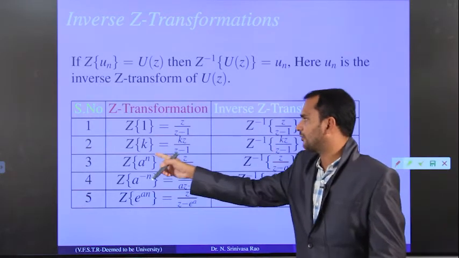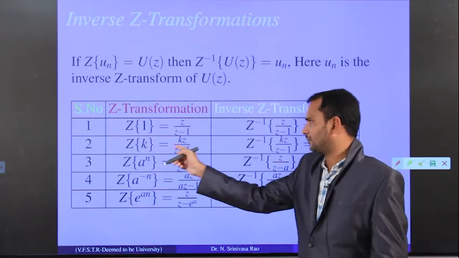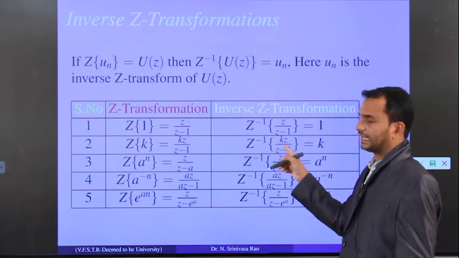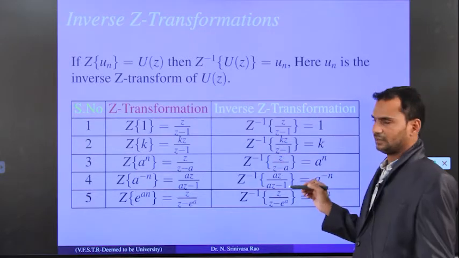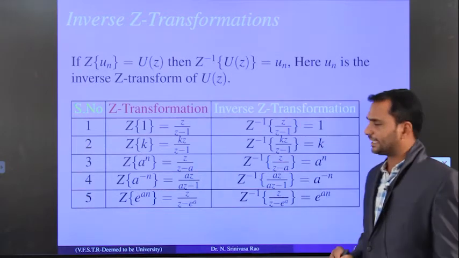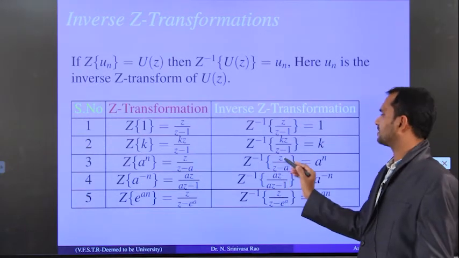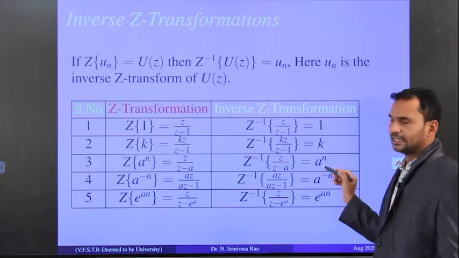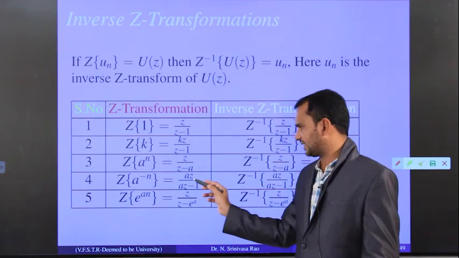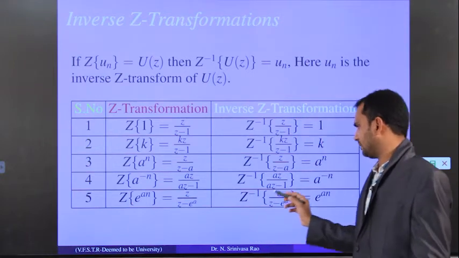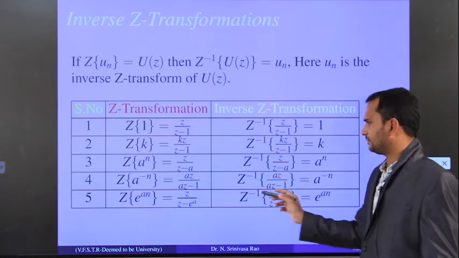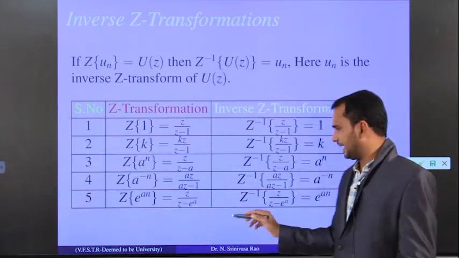Now Z transform of k is kz by z minus 1. Therefore Z inverse of kz by z minus 1 is k. Similarly, Z transform of a power n is z by z minus a, so Z inverse of z by z minus a is a power n. Similarly, Z of a power minus n is az by az minus 1, so obviously Z inverse of this is a power minus n. Similarly, Z transform of e power an also.